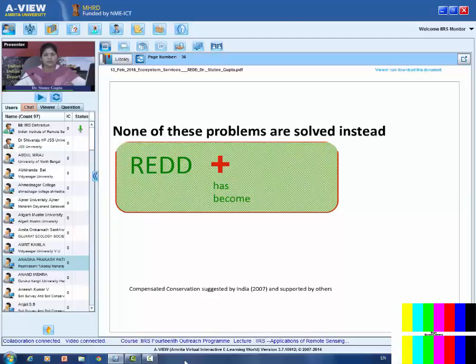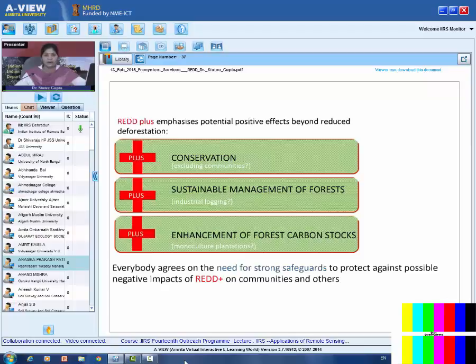So none of these problems were solved, and we came with another term which says REDD Plus. REDD became REDD Plus, and the plus stands for conservation, sustainable management of forests, enhancement of forest carbon stock. The Indian counterpart spearheaded the concept of REDD Plus, because they found there were problems in REDD, and even if you were not destroying your forest and were protecting it, you were not given due regard in the international community. So then came the concept of REDD Plus.